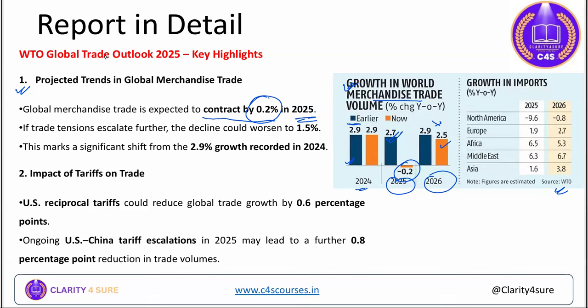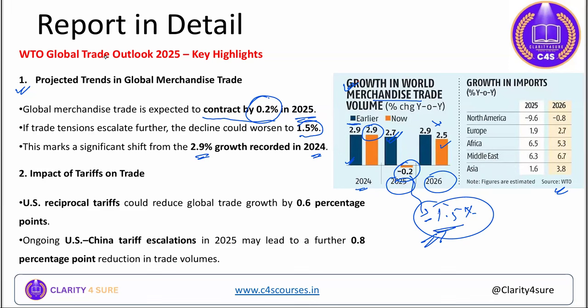All right. If the trade tension escalates further, the decline could worsen to 1.5%. So right now the decline is 0.2%, but if it escalates further, then this may lead to 1.5%. This is the expectation, the highlight published in the WTO trade outlook report. This marks a significant shift from the 2.9% growth recorded in 2024, and here is the negative growth of minus 1.5% that may be recorded in 2025.